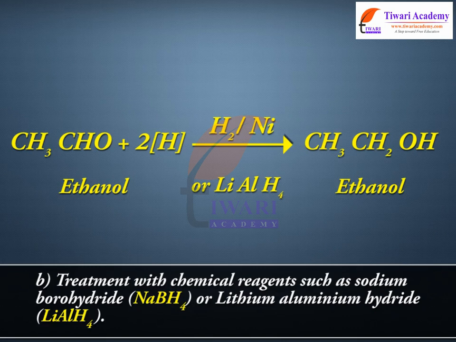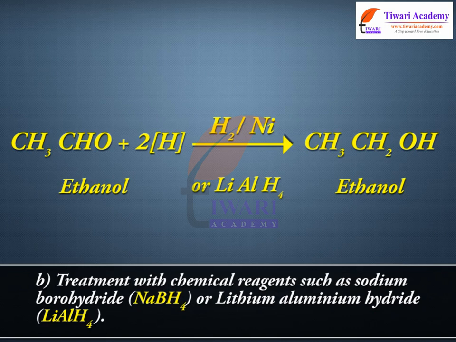Under vigorous conditions, ketones are oxidized to carboxylic acids having a lesser number of carbon atoms than the parent ketone. CH3COCH3 in the presence of concentrated HNO3 gives HCOOH, formic acid, plus CH3COOH, acetic acid. These oxidation reactions can be used to distinguish aldehydes from ketones.